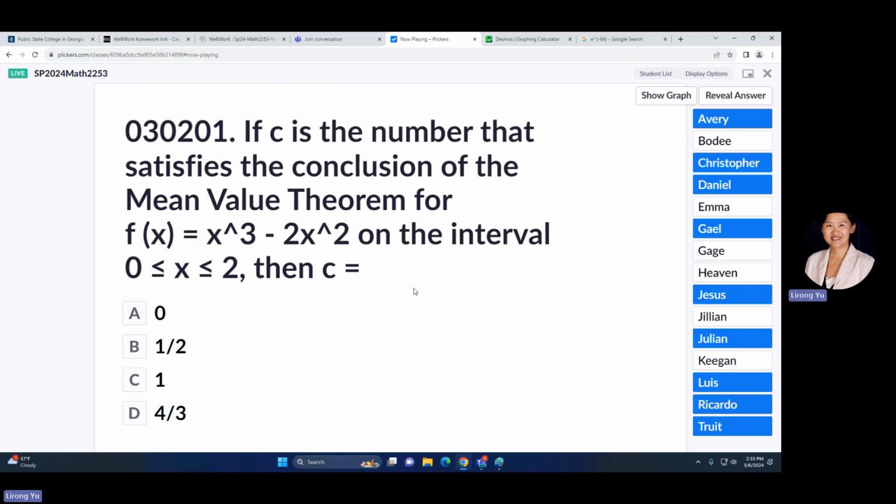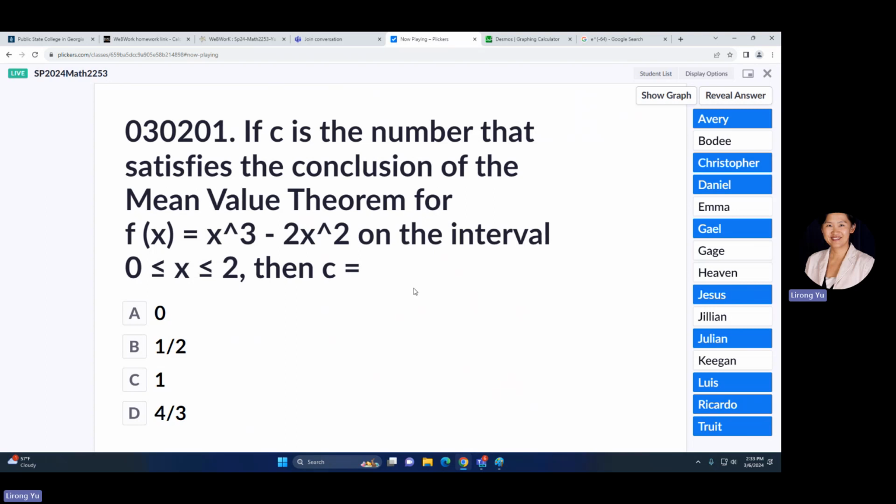Right, we got our interval 0 to 2. That's our A and B. So f of A, which equals f of 0, and f of B, which equals f of 2, that also equals 0. So you've got f of B minus f of A over B minus A, which is 0 minus 0 over 2 minus 0, that's 0. That's really step 1. And then step 2, we are supposed to find the derivative. The derivative of the function is 3x squared minus 4x. And then the last thing is to set them equal.